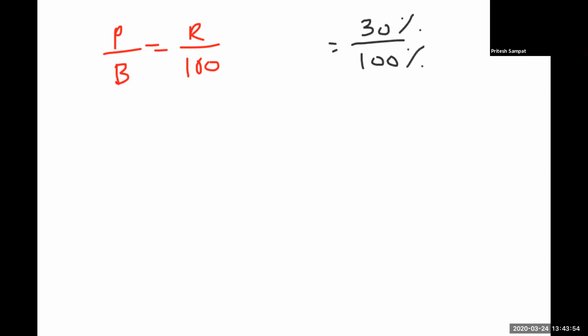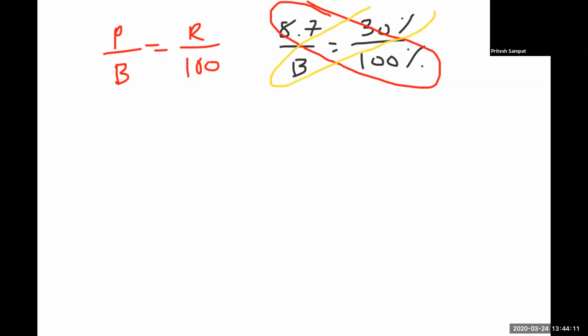So if I have part over base equals rate over 100, and I'll start working on this, where I know that 30 was for my rate, since it's a percent. So we have percent over percent, and we have our base, that's what we're looking for, and 8.7 was my part. So when I apply the cross product rule, I'm multiplying this way, and I'm multiplying this way.